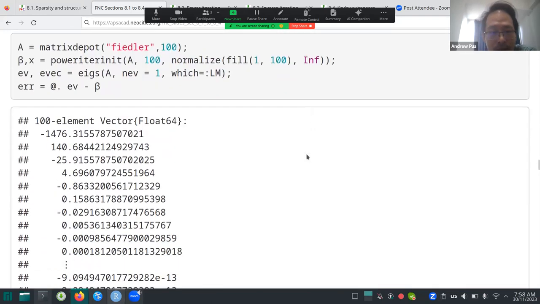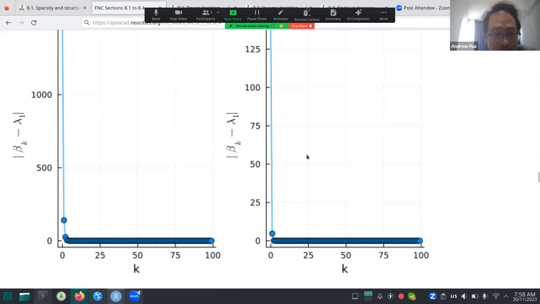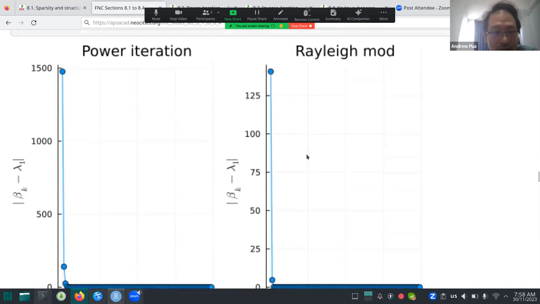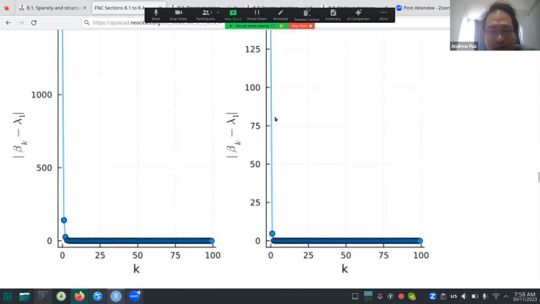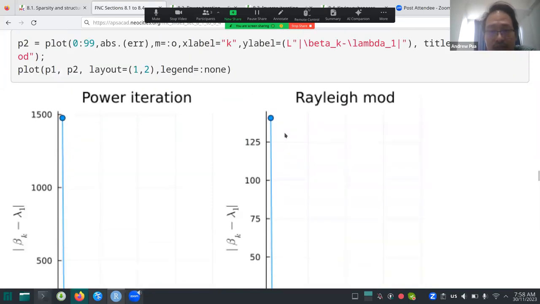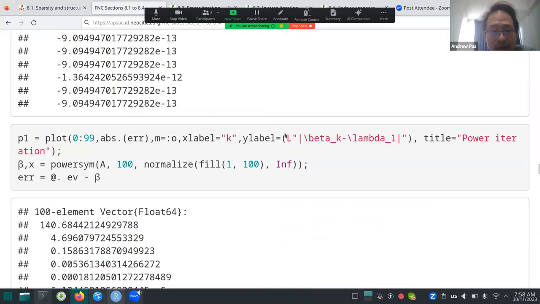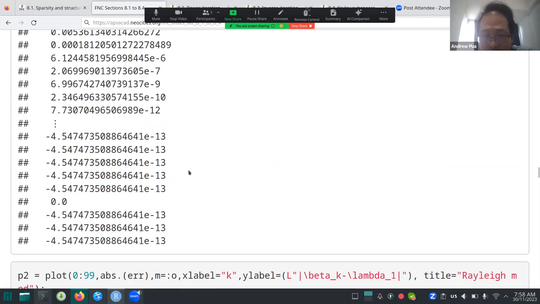And let me just show you that indeed, it's not very obvious here, but I think you could already see it in the axes. The convergence is quite fast for the Rayleigh modification. Okay, here you started at about 1,500. Here it's already 125. The error, so it's relatively fast. Okay, but ultimately they would reach convergence in pretty much 100 iterations here.